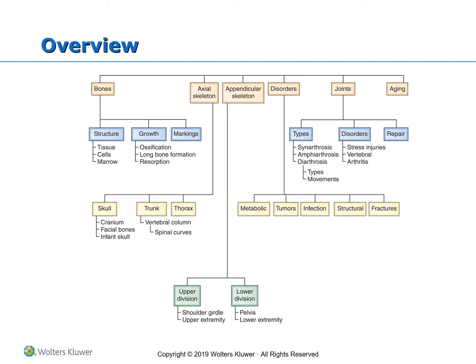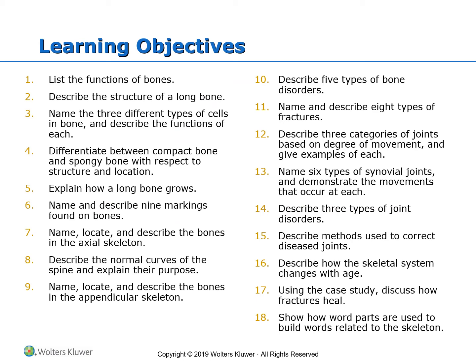In the overview of the lecture, we will look at the bones, describing their structure, the way that bones are growing, and different types of markings on the bones. We'll discuss different parts of the axial and appendicular skeleton, the disorders of the bones, joints, including types, disorders, and any type of repairs that we can make on the joints. And similar to other chapters, we'll discuss aging as it pertains to the skeletal system. Those are the learning objectives for this lecture.